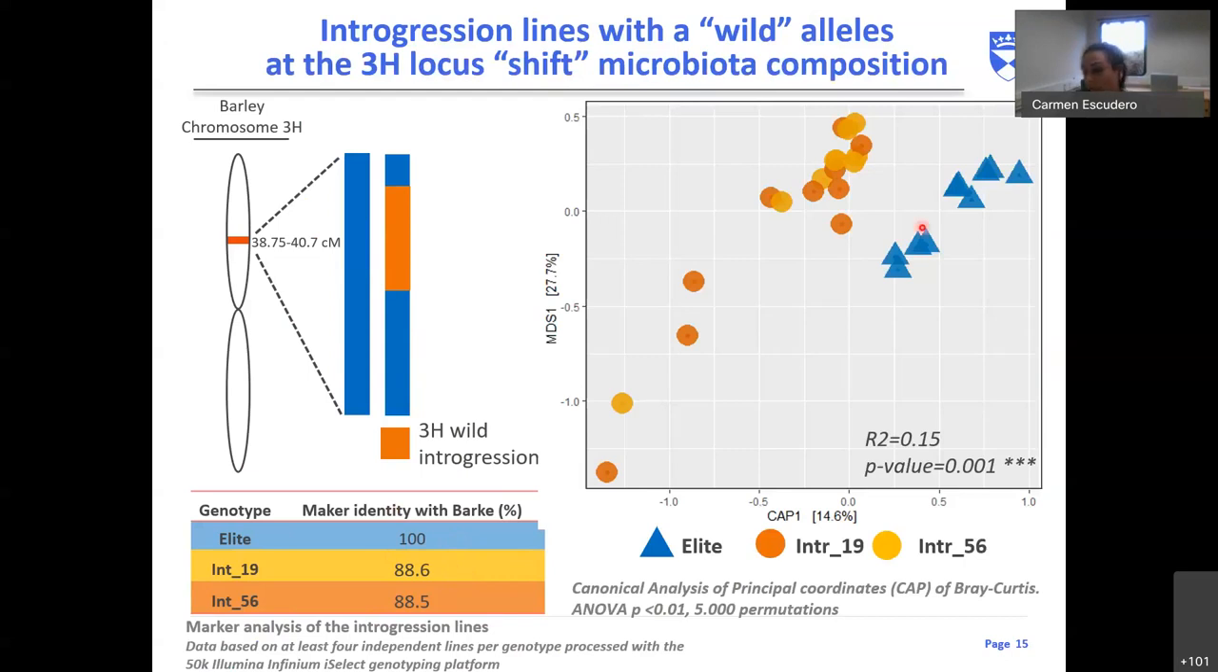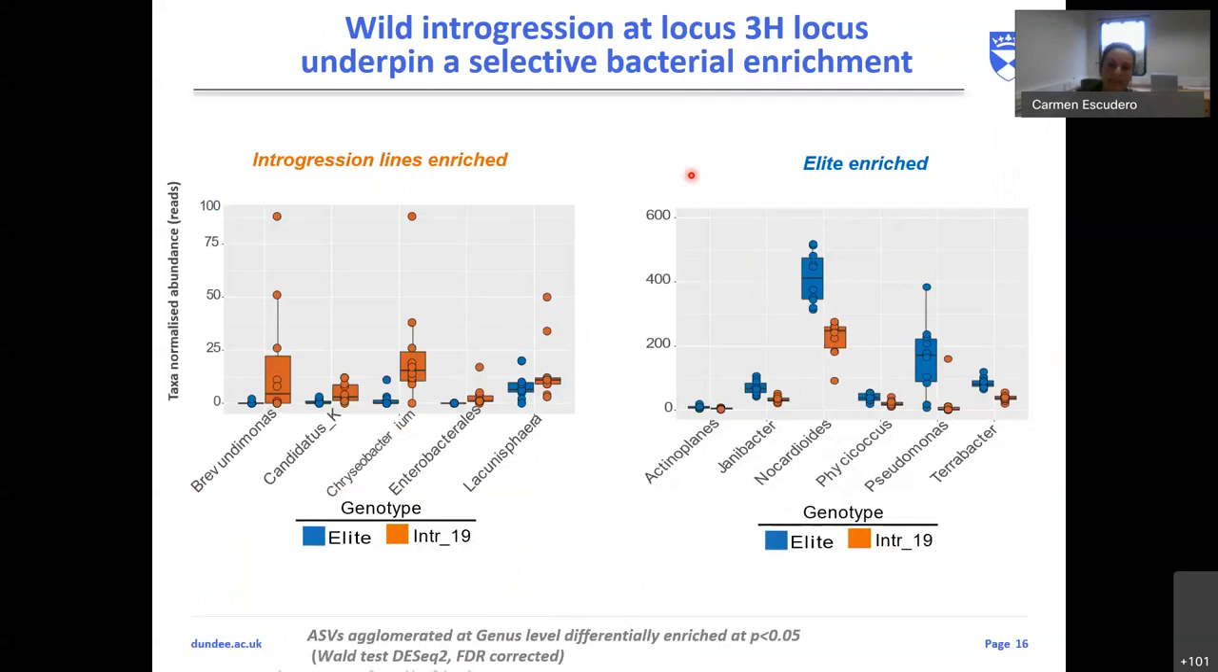We can see here represented in blue how all the rhizosphere profiles of the elite variety cluster together, and they are significantly different from the rhizosphere profiles of the introgression lines. So we know now that these lines have a microbial profile, and all this is at community level. We wanted to see which taxa are responsible for that differentiation. For that, we need to do another type of analysis, pairwise comparisons. For instance, introgression line 19 compared with the elite variety: we have a set of genera that are enriched in these introgression lines with the wild introgressions at the 3H locus, and we also found some genera that are enriched in the elite variety. So this confirms that these lines have a microbial phenotype.